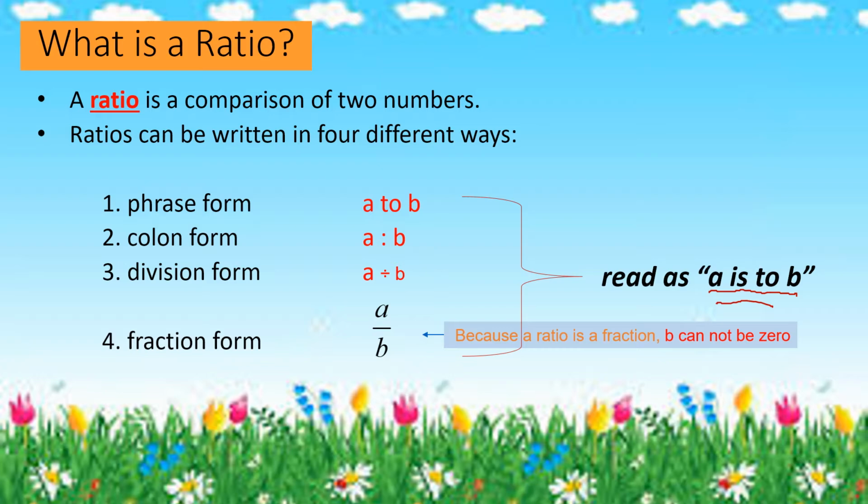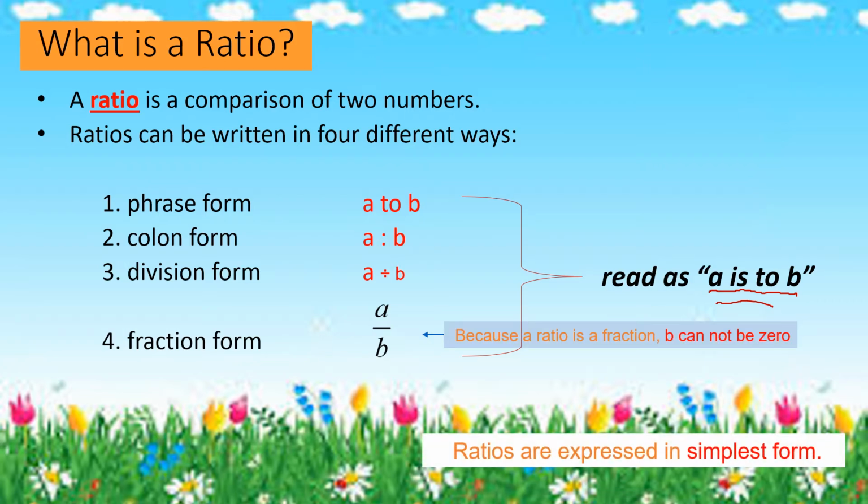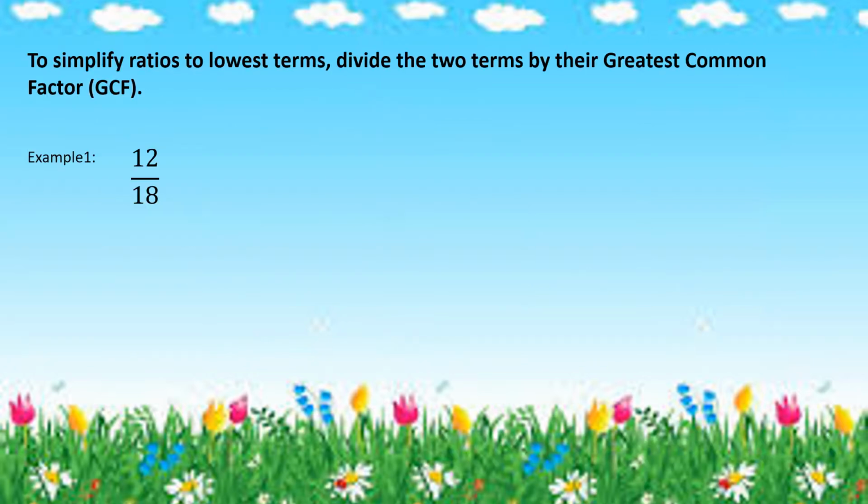Now, since ratios can be expressed in fraction form, in the ratio A is to B, B cannot be equal to 0 because if B becomes 0, it will become undefined. Ratios are expressed in simplest form. To simplify ratios to lowest terms, divide the two terms by their greatest common factor.